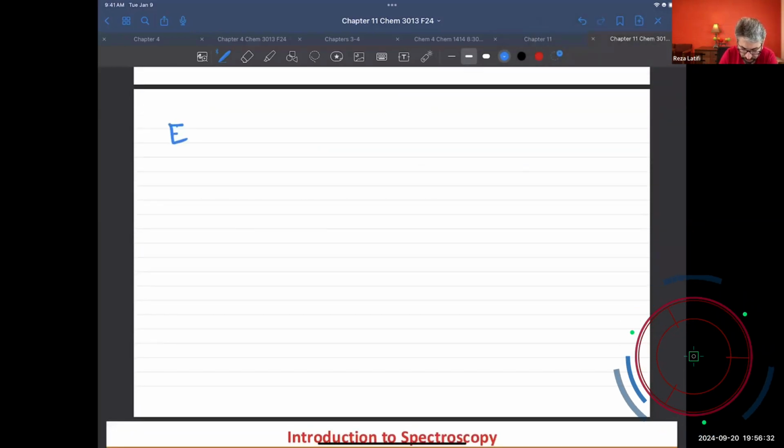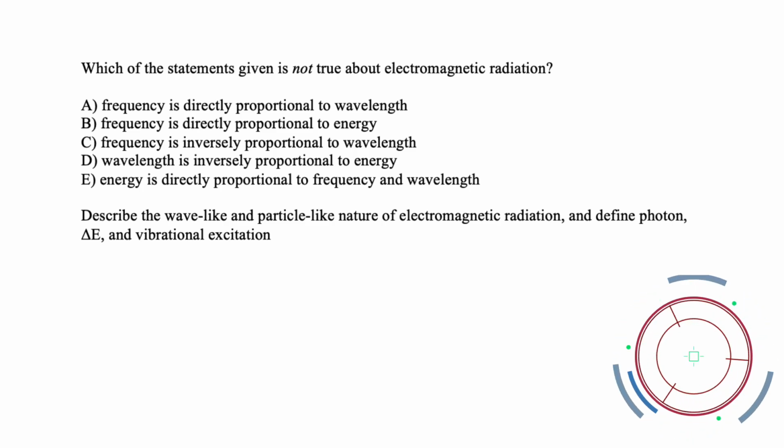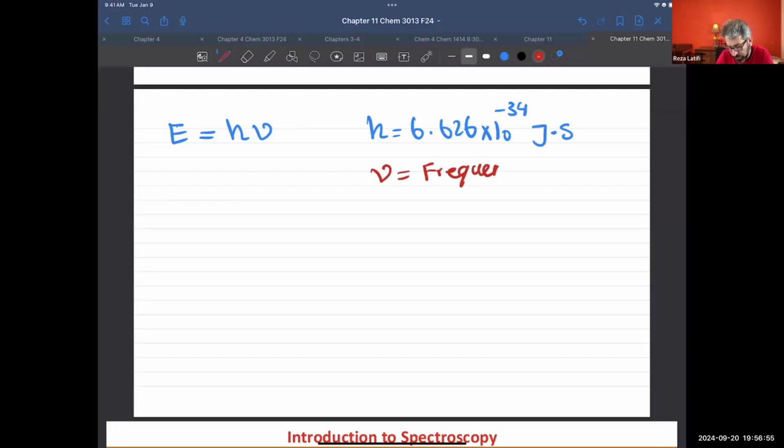Next one is going to be energy. What's the relationship between energy and frequency? Energy is equal to h nu. And what's the h? It's the Planck constant, and it's 6.626 multiplied by 10 to the power of minus 34. The unit for it is joule second. So h is a constant number. And nu is going to be the frequency.